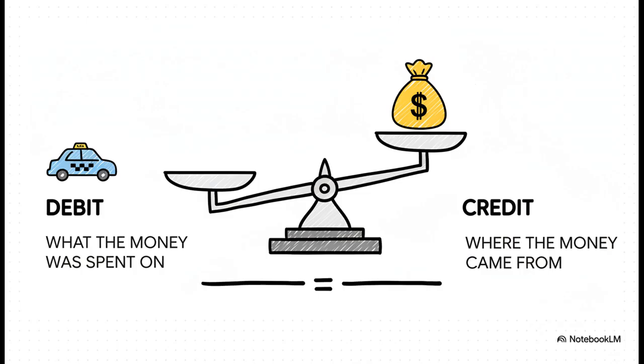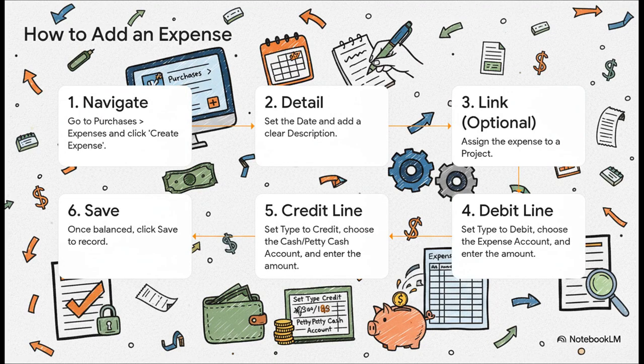Simple as that. Okay, here's the game plan. You can see the steps right here, so I won't read them out to you, but let's focus on what's crucial. First, you get everything set up. Now, that description line, don't just write taxi. Write taxi for client delivery to downtown office. Trust me, you'll thank yourself later. Then you create those two parts of the story we just talked about, the debit line for what you spent it on and the credit line for where it came from, your petty cash. That's the heart of the whole process.